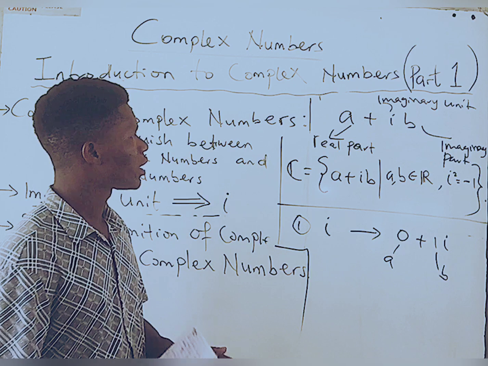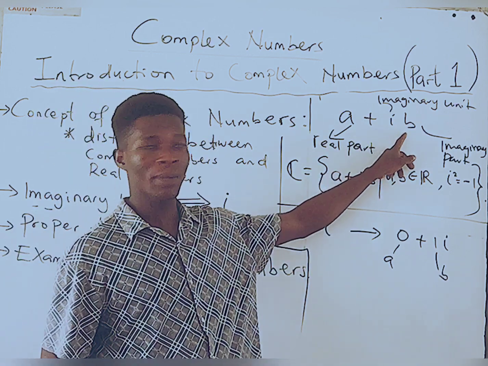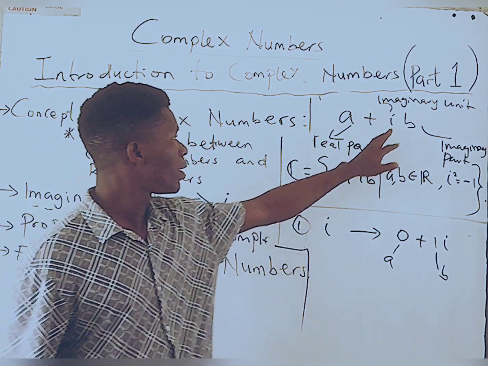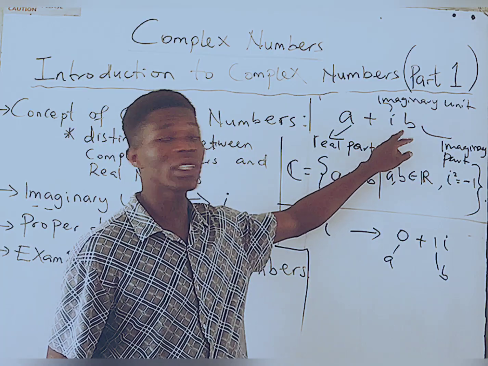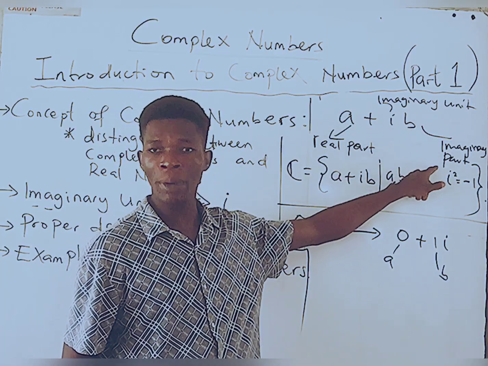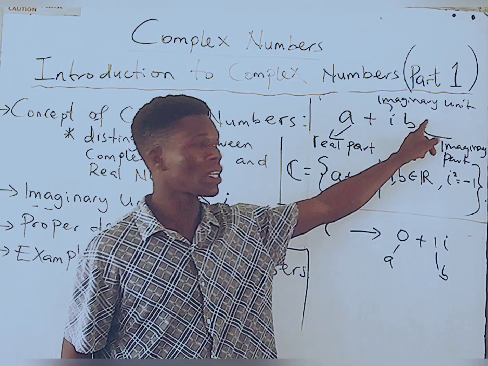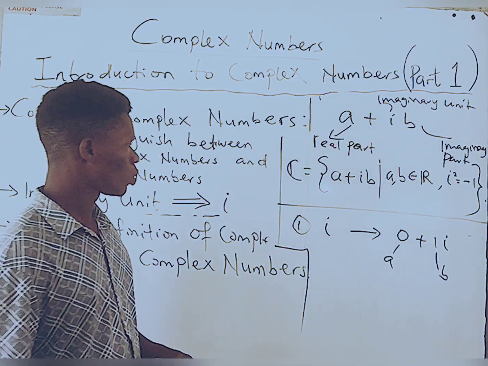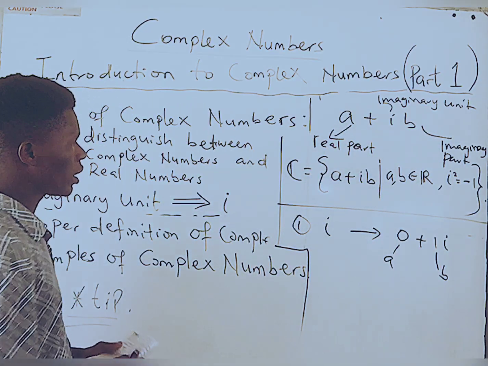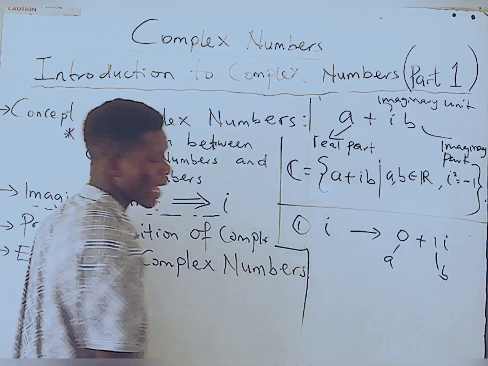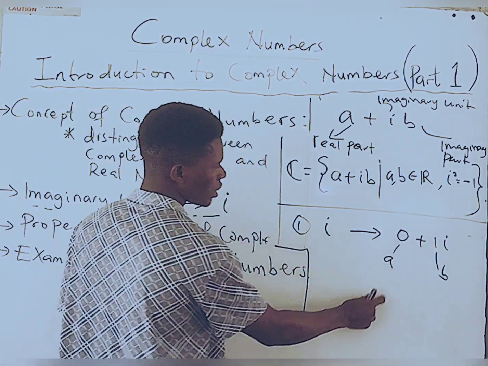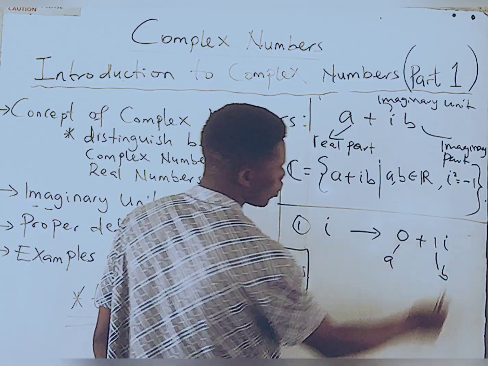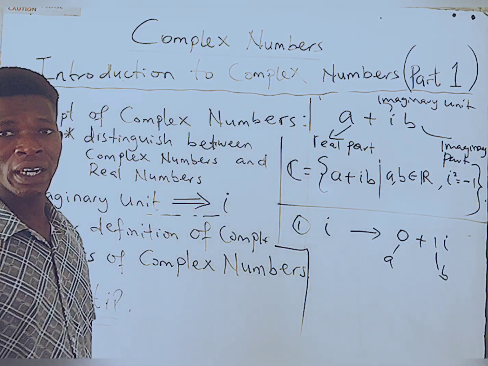The common mistake that students make is writing ib as the imaginary part. ib is not the imaginary part. b is the imaginary part, while i is the imaginary unit and a is the real part. So you have to clarify that. Having just i here, i can be written as 0 plus 1i.